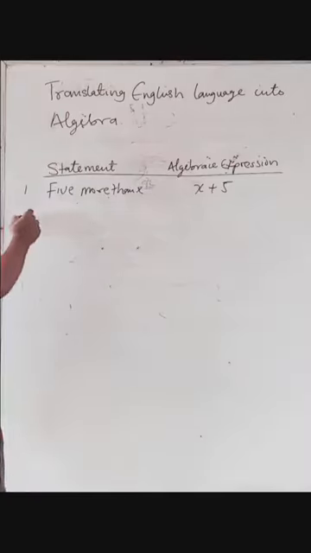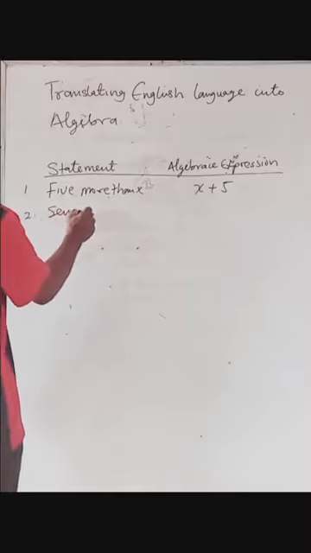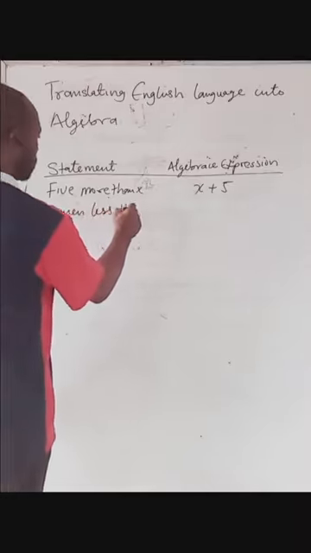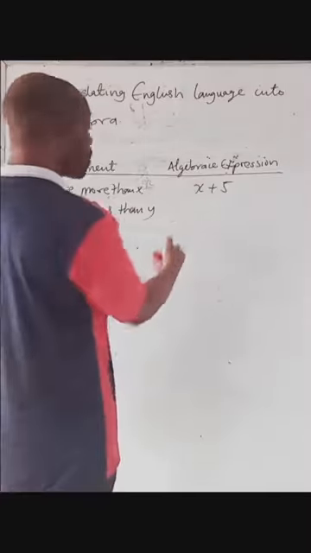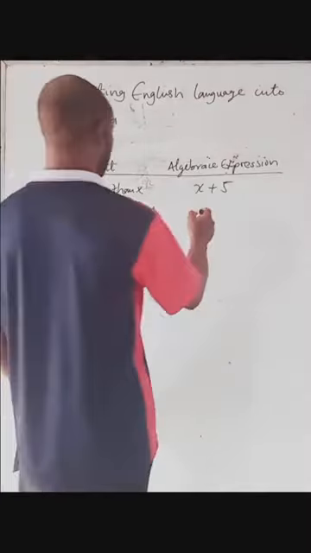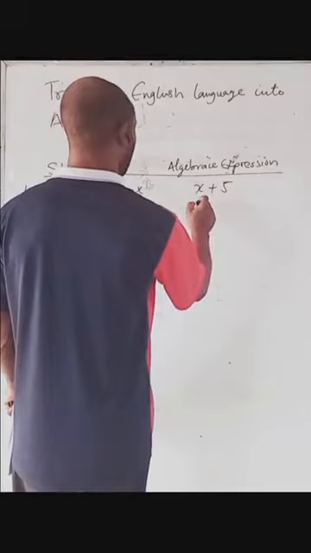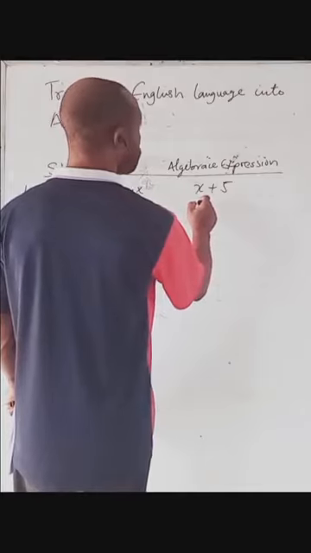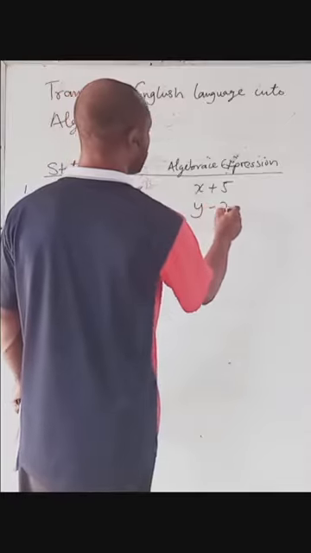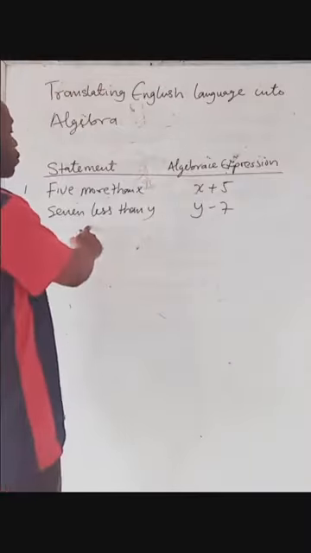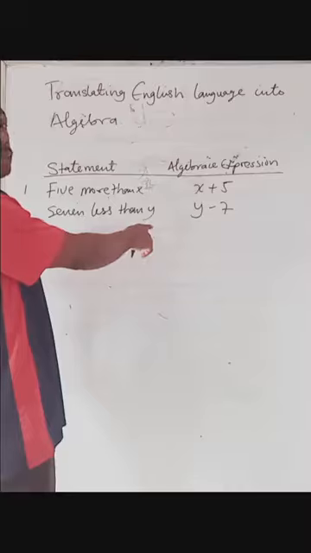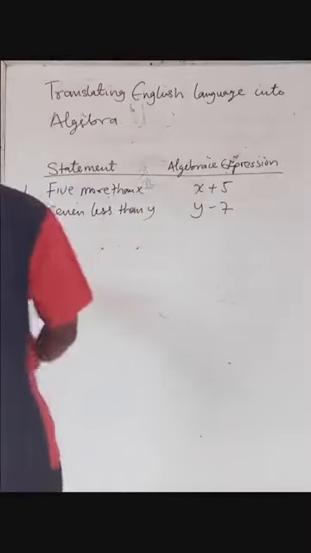Number 2. 7 less than y can be mathematically expressed as y minus 7. 7 less than y is y minus 7.